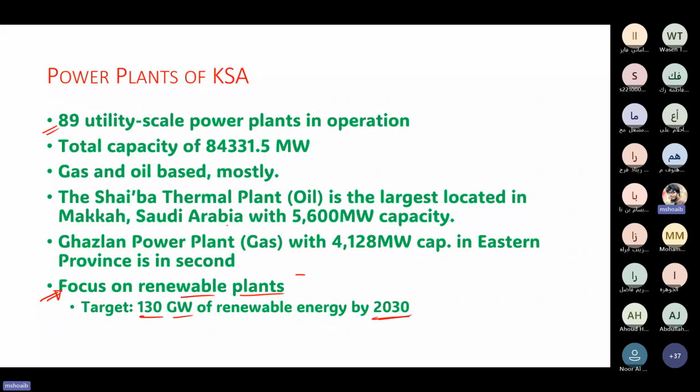This is the target. But currently most of the power plants are gas and oil based. So if you look at the list, you'll see they are either oil powered or gas powered. The biggest one is the Shaiba thermal power plant, which is oil based. This is the largest one currently, in the Makkah region, having around 5.5 K megawatt capacity. Ghazlan power plant is also one of the biggest, which is a gas turbine power plant having this amount of capacity, and this is in the Eastern Province.